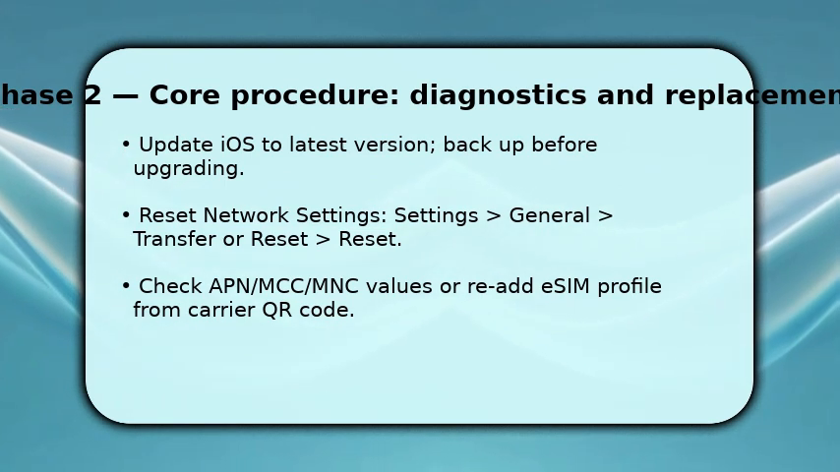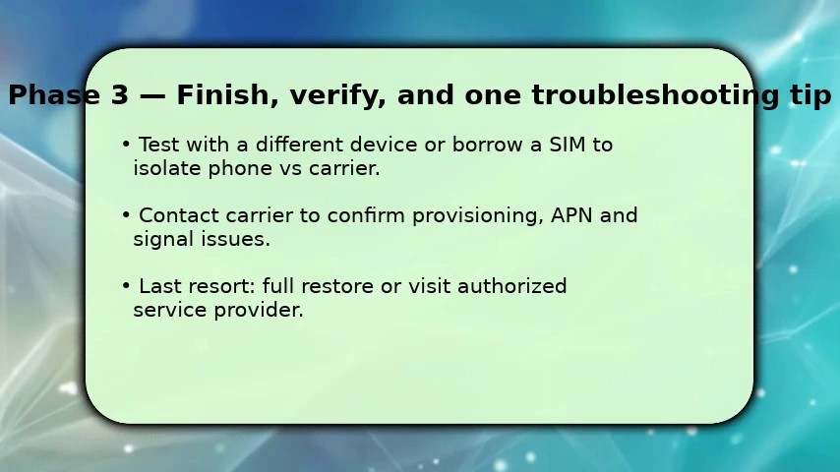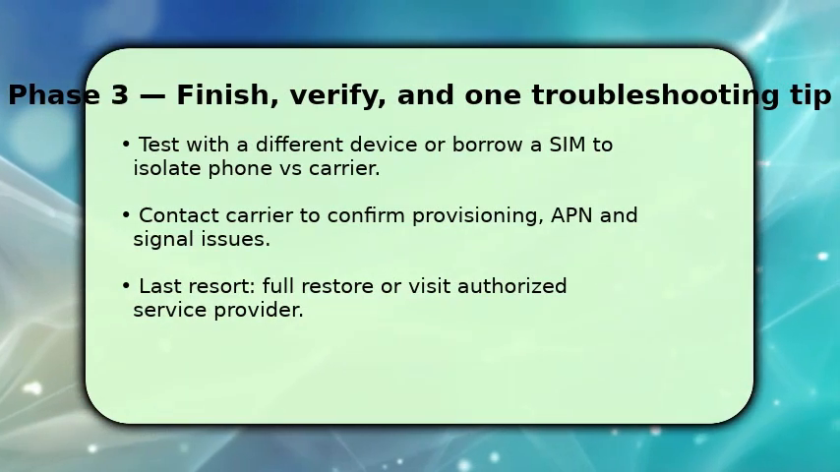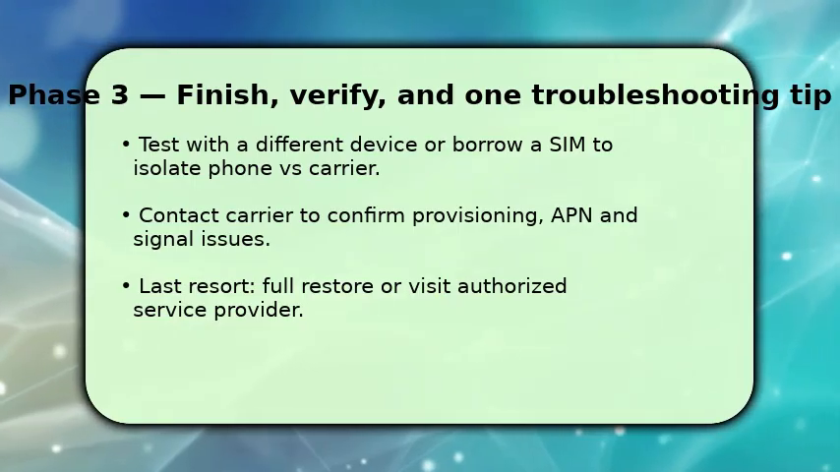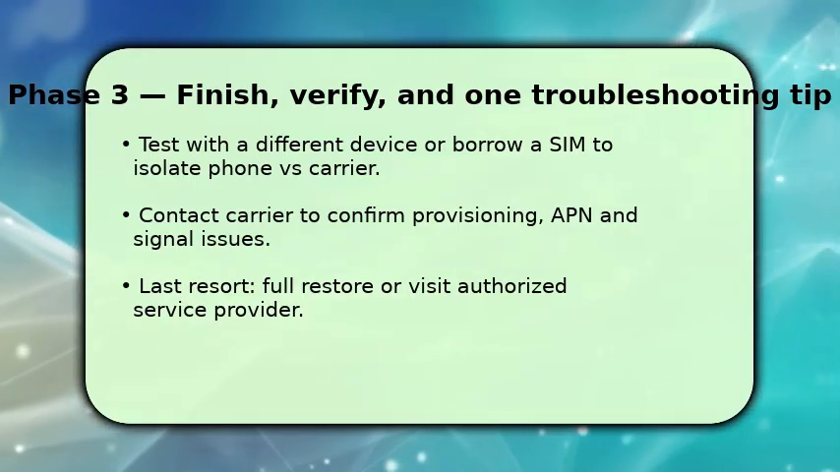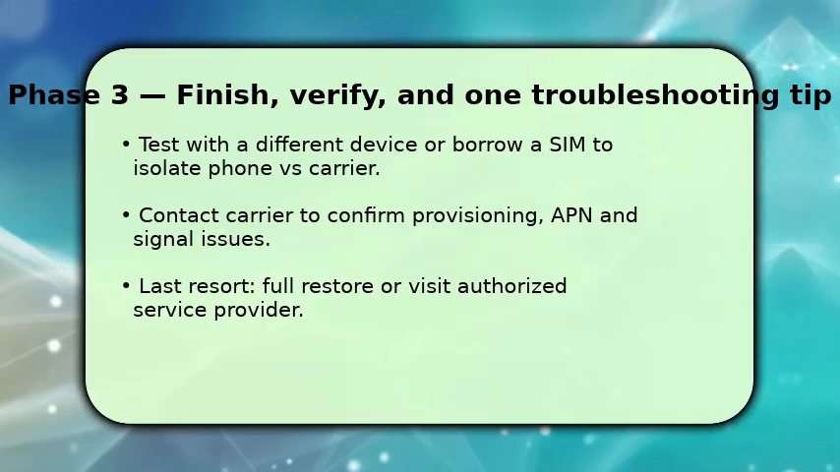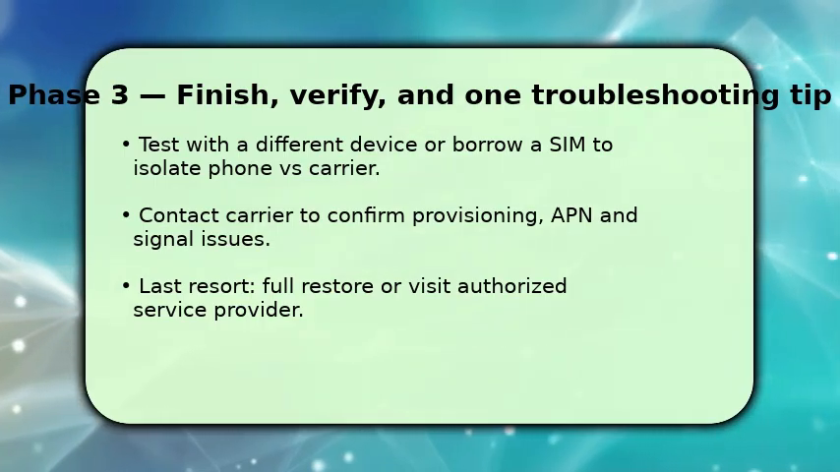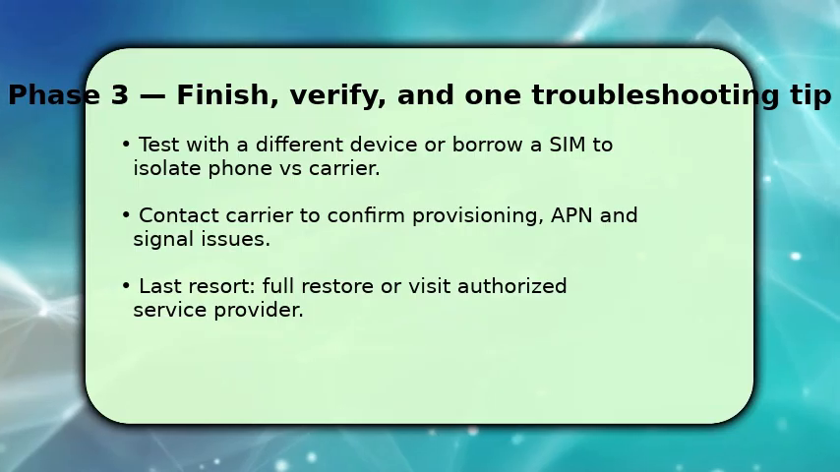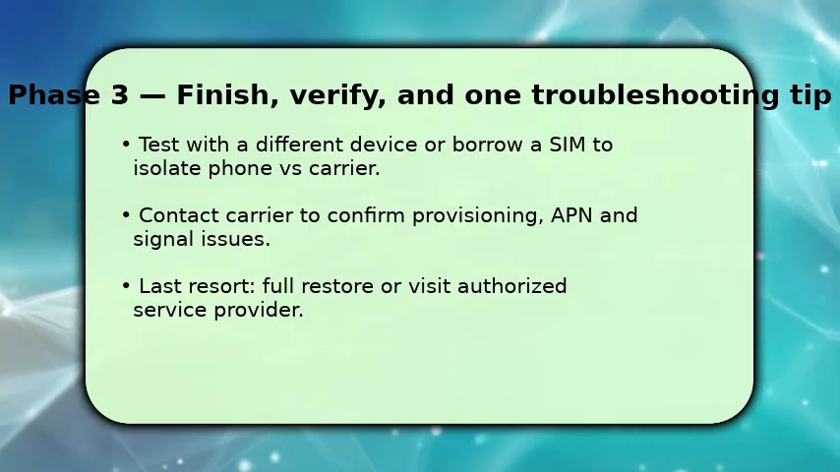To finish, test cellular data by inserting your SIM into another phone or borrowing a different SIM for your iPhone. This isolates whether the issue is the device or the carrier. If the alternate device works, perform a full backup and restore your iPhone to factory settings. This repairs deep software corruption.